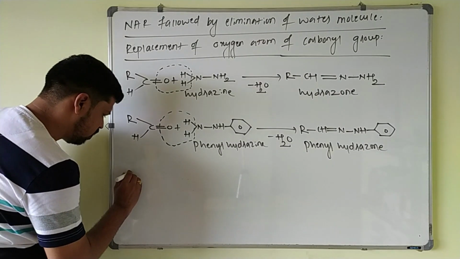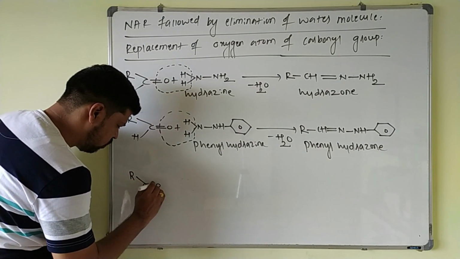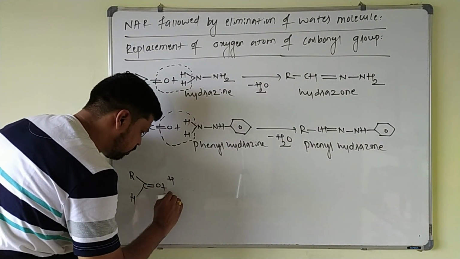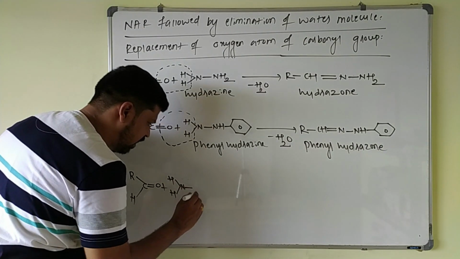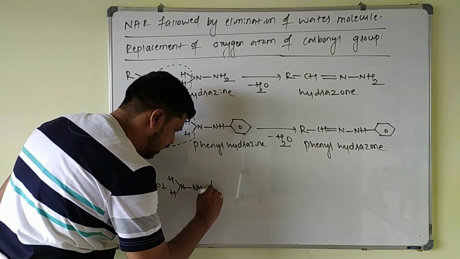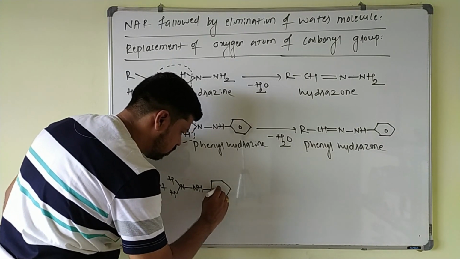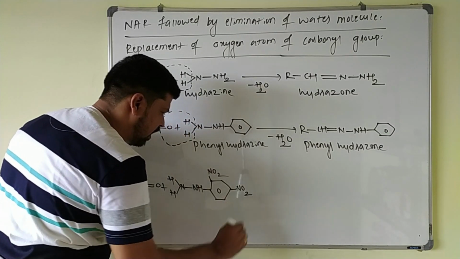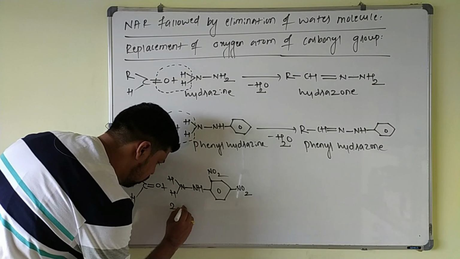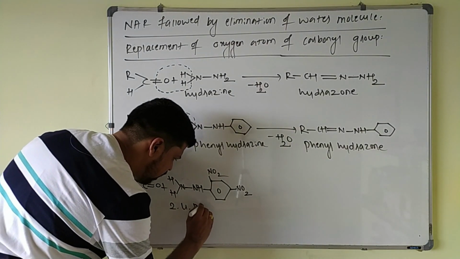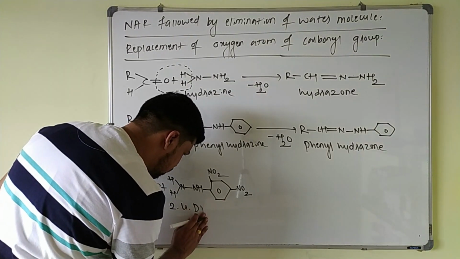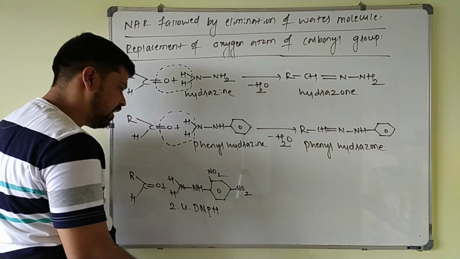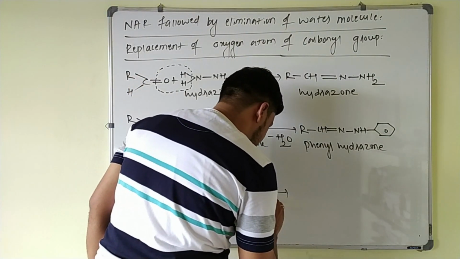Next one, aldehyde. This reacts with 2,4-dinitrophenylhydrazine, NH2, NH. Here you will get a phenyl group with 2 NO2 groups. At the second position and fourth position you have NO2 groups. This is 2,4-dinitrophenylhydrazine. It is also called 2,4-DNPH, with elimination of water molecule.